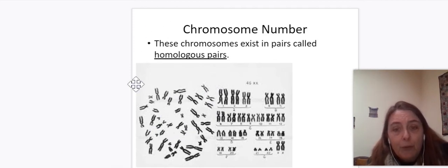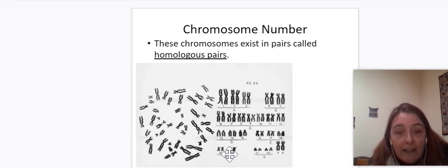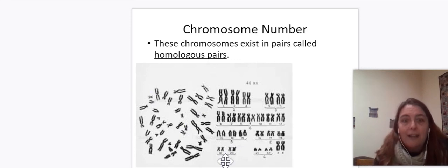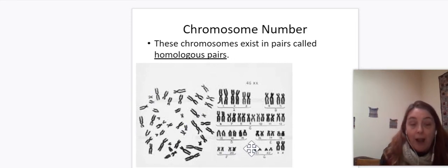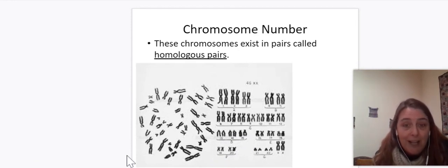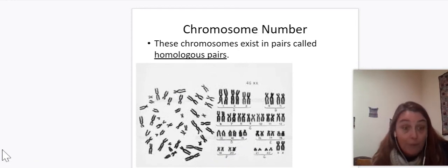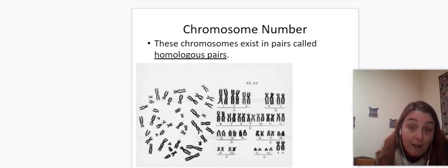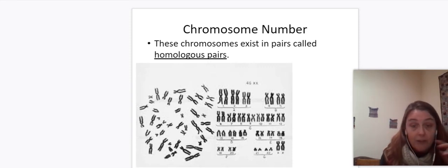So if you took these little ones, you would find that there's two of this particular kind. And on that chromosome, if there's a gene on one of them for eye color, then on the homologous chromosome, there's one for eye color. So since there's 46 chromosomes in a human cell, that means there are 23 pairs, right?